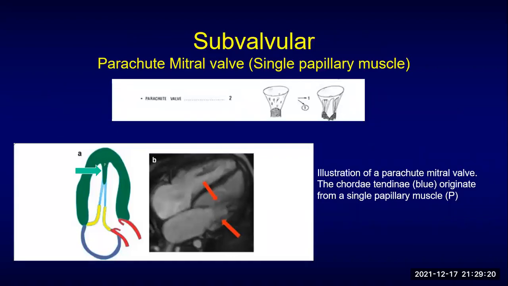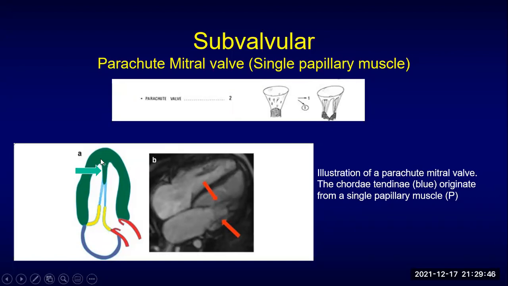For the subvalvular type, now we're gonna talk about the parachute mitral valve. In parachute mitral valve, here you can see a single papillary muscle, and we can see the chordae tendineae related to this only single papillary muscle. We have an embryological problem in the fusion of the papillary muscles.